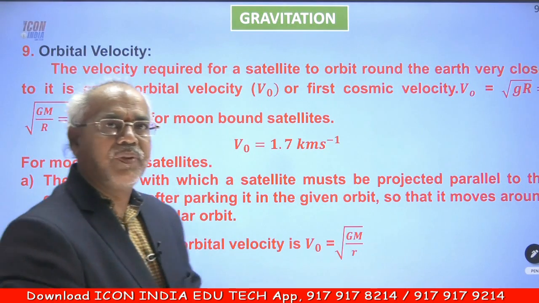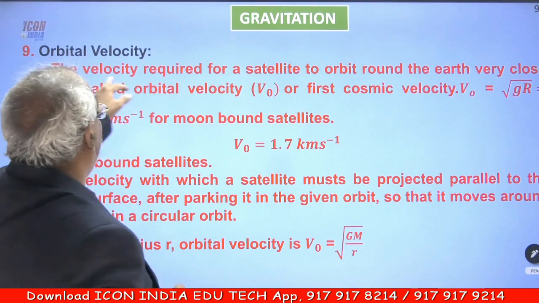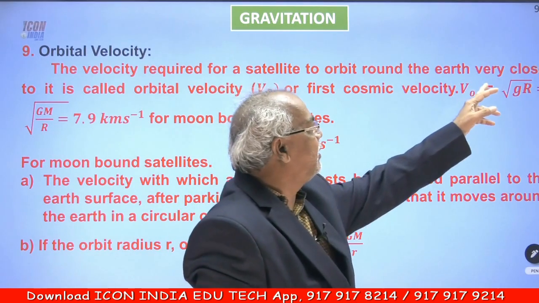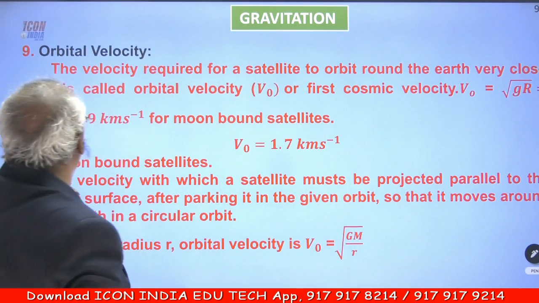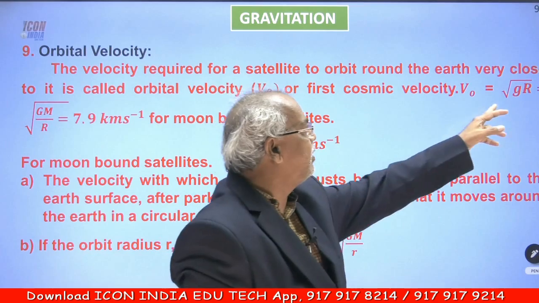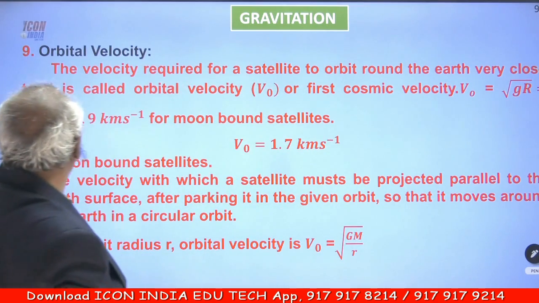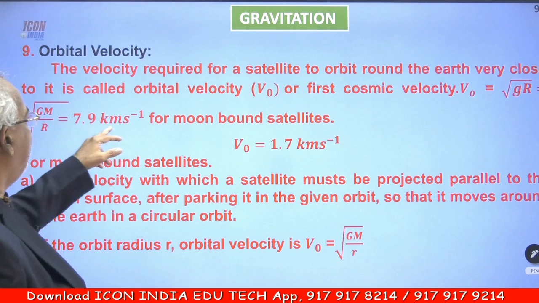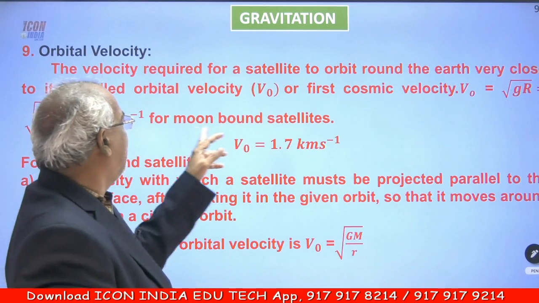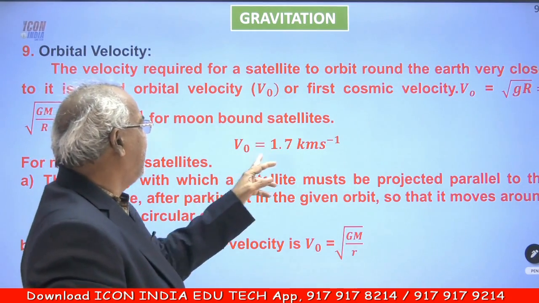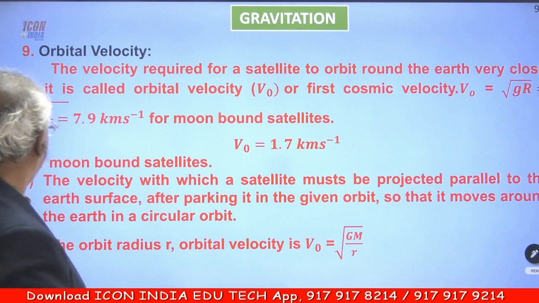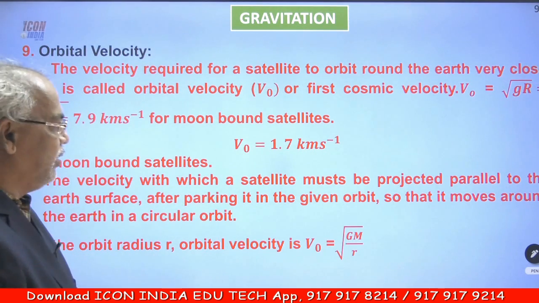Orbital velocity. The velocity required for a satellite to orbit around the earth very close to it is called orbital velocity, or first cosmic velocity. V naught is equal to root gR, that is equal to root GM by R, that is equal to 7.9 kilometer per second. For moon, around moon bound satellites, V naught is equal to 1.7 kilometer per second.